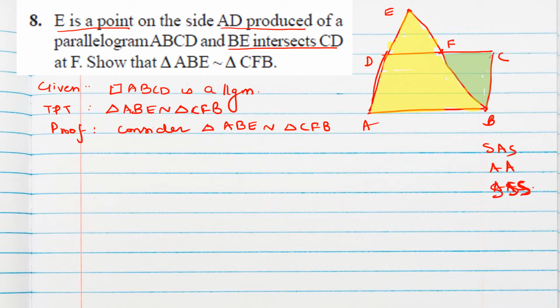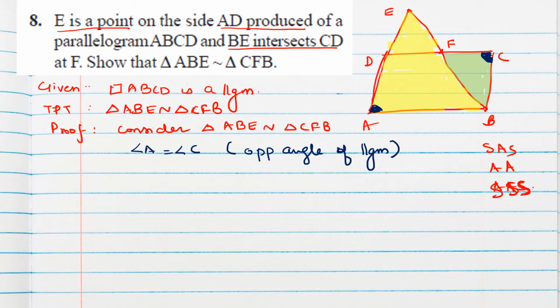Okay. So now, in these two triangles, we have to consider. See, if we consider triangle ABE and CFB, I can write angle C and angle A both are equal to each other. A is the angle of triangle ABE and C is the angle of triangle CFB. So these two things we can write. Angle A is equal to angle C. And what will be the reason? Opposite angles of parallelogram. We know in parallelogram opposite angles are equal.